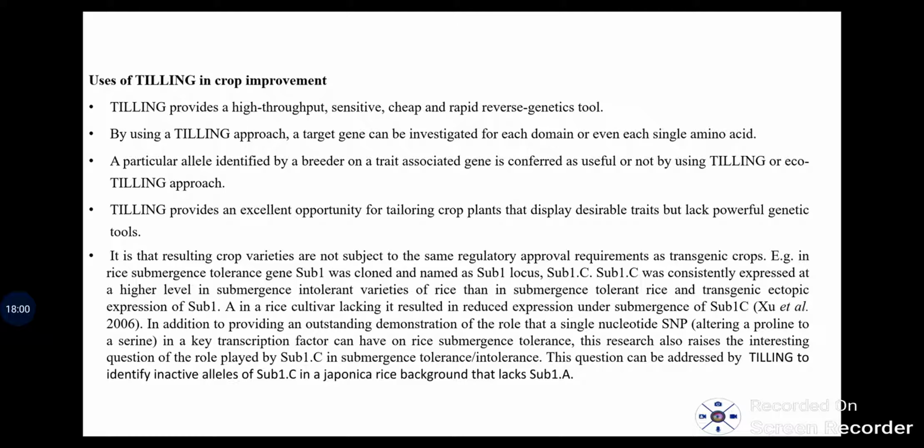contribution to the development of submergence tolerant rice cultivars, but this is lacking in the japonica background, whereas it can be found in the indica background. To identify the exact reason that it is not found in the japonica cultivar, the question can be addressed by the TILLing approach, because by just inducing a single point mutation, or by deleting, knocking out or silencing that particular gene Sub1C, we may identify its function, or why it is not activated or not functioning in the japonica kind.